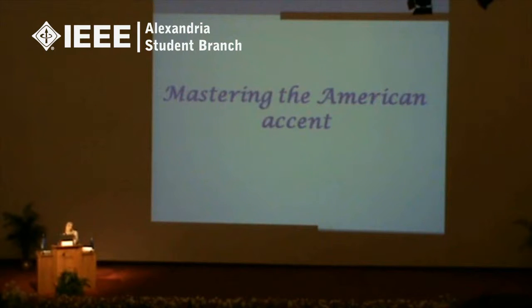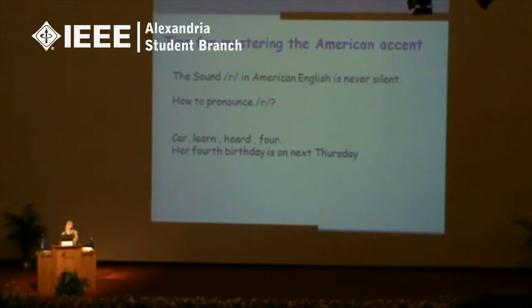Okay, some tips for the American R sound. The R sound in the American accent is never silent. Unlike the British, the Canadian, and many other English dialects, they take, for example, at the end of a word, a teacher, or a new year. That's very British. In the American accent, they say a year, and a teacher. It's never silent. Okay? How do I pronounce this R sound in the American one? I take my tongue back and curl it up, but do not touch the palate, okay?